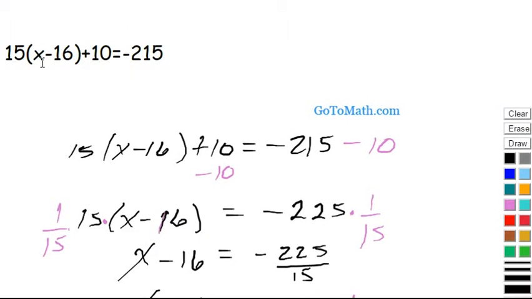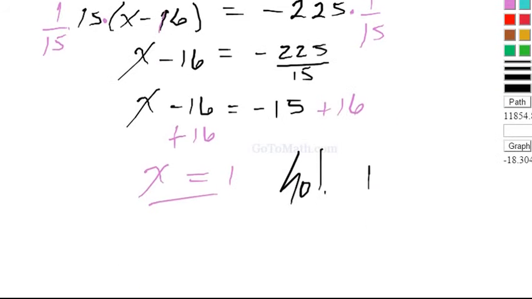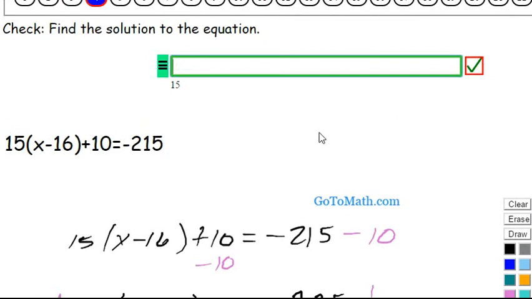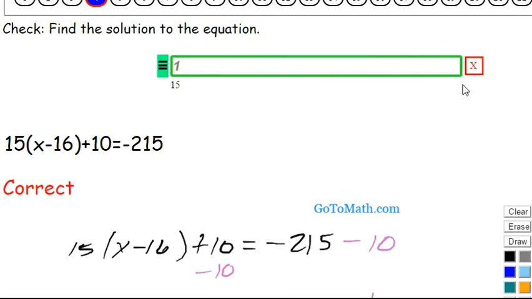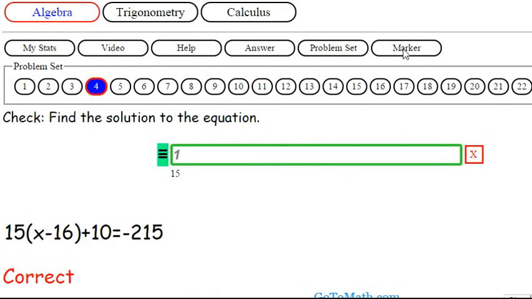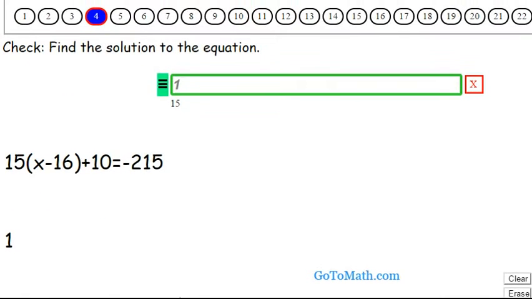If you were to plug 1 in up here, 1 minus 16 is negative 15. Negative 15 times 15 plus 10 should give you negative 215. That looks good. Let's go ahead and click up here. The answer shows 1.